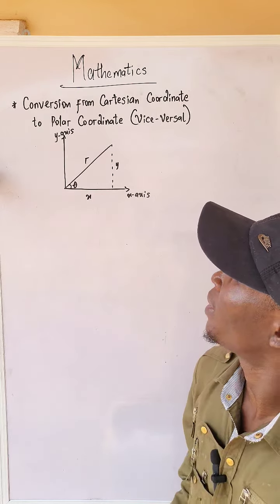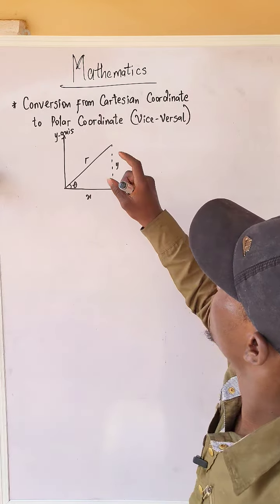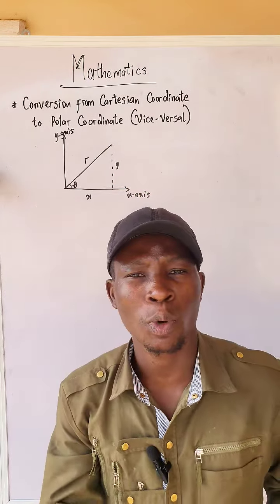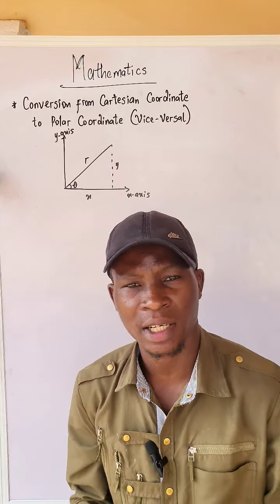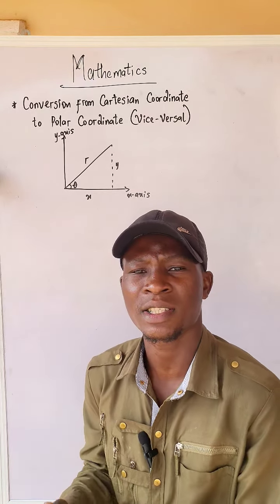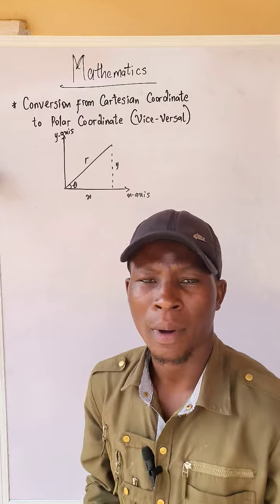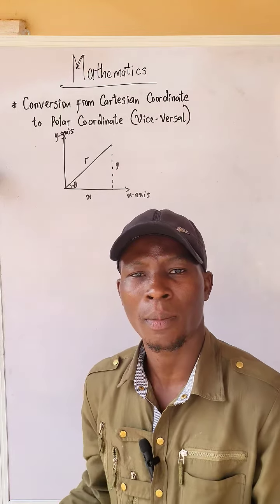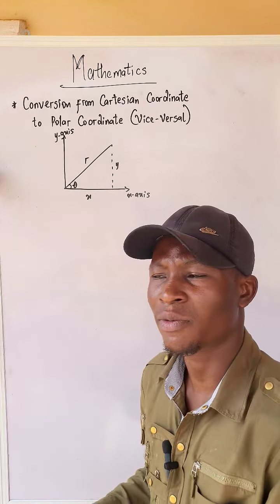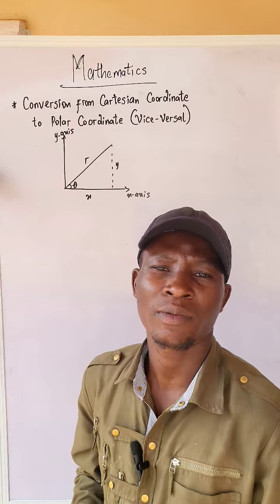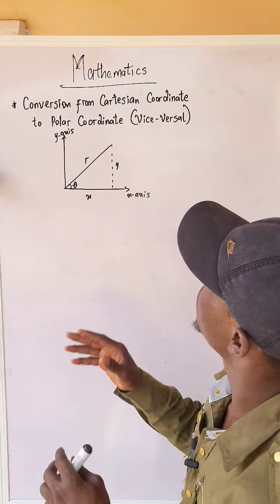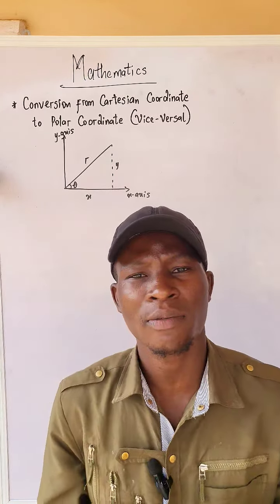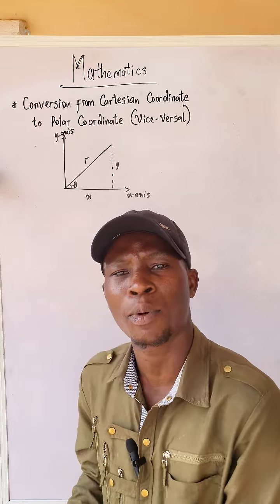So, welcome back. Today's topic is conversion from Cartesian coordinate to polar coordinate. We all know what Cartesian coordinate is. Cartesian coordinate is in the form of x, y, while polar coordinate is in the form of r, theta. So we want to learn how to convert from Cartesian to polar and from polar to Cartesian.